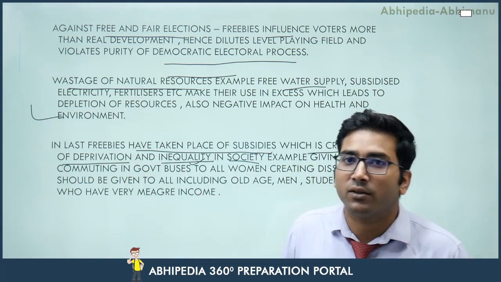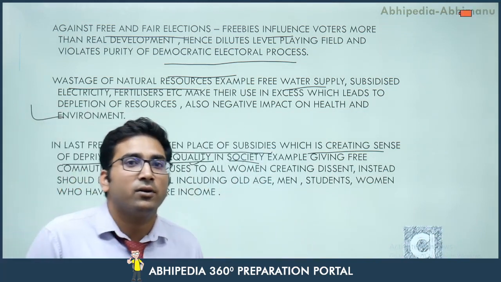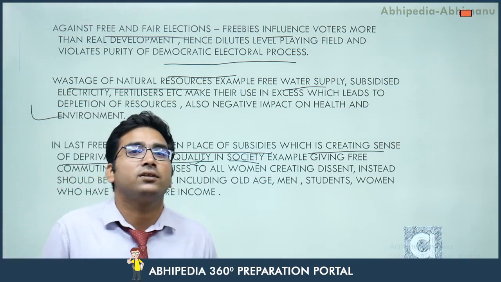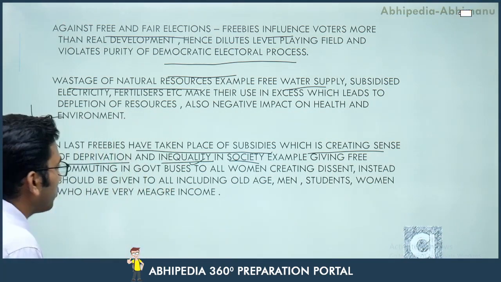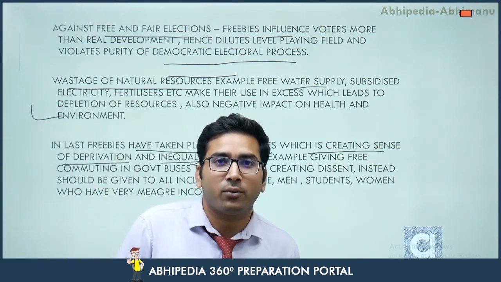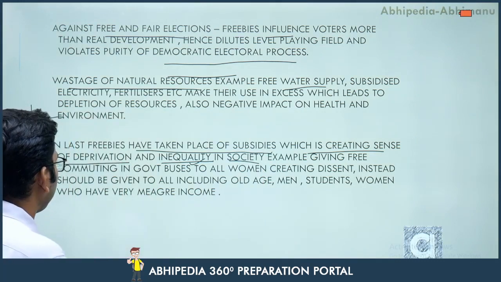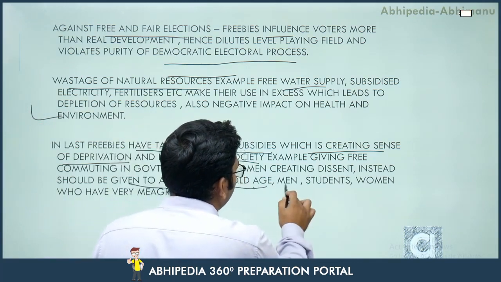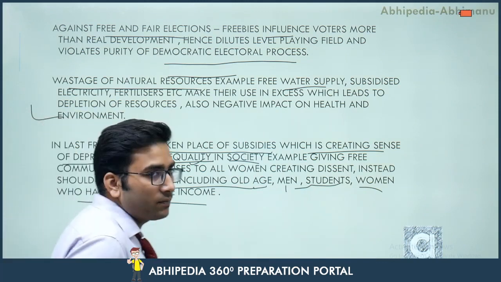it should have been on the principle of economic resources. The people who do not have enough income to commute would be the only ones given the chance to commute in government buses free of cost, right? So that would have been an inclusive as well as a just policy in the interest of all sections of society. As I mentioned, it should have been given to the old, the economically weaker men, students, and women who have very meager income, right?